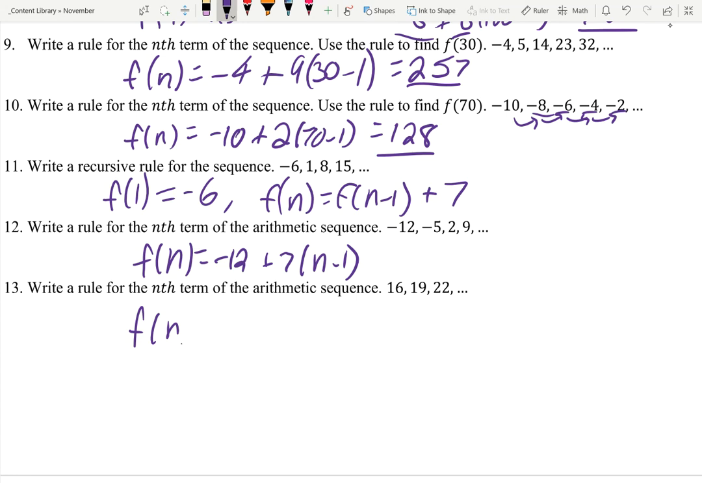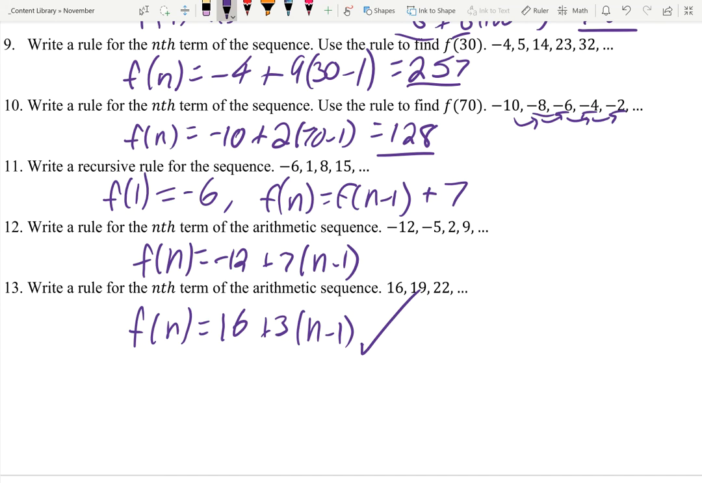And then lastly, f of n equals f of 1 plus d times n minus 1. We're doing the same thing in number 13 as we did in number 12. Just going to plug in some numbers. So f of 1 means our first term, which is 16. That's given to us there. And then d, our common difference, is the fact that we're adding 3. It's plus 3 in the sequence. So plus 3 is your common difference. And there is your rule. Just like that, this is over. And that is the test.